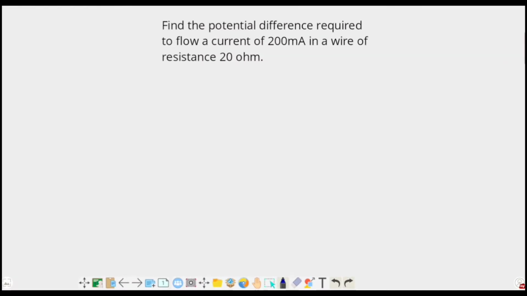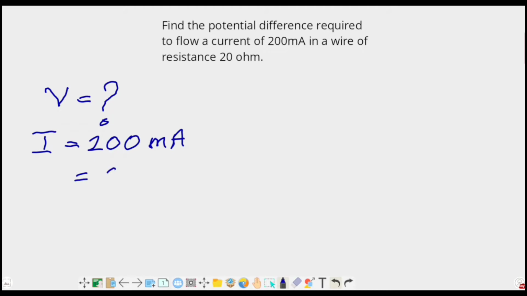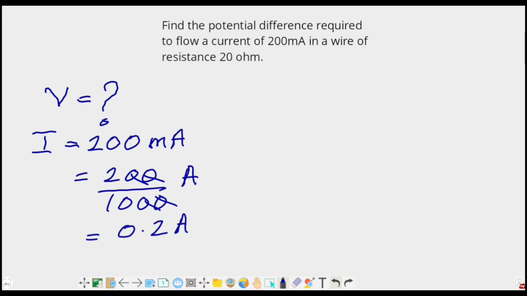Now students, let's solve the sums based on whatever concepts we have done till now. Find the potential difference. Potential difference is indicated by capital V. It is required to flow a current of 200 milliampere. Milliampere is not an SI unit, so first you have to convert it into ampere. When you divide 200 by 1000, it gets converted into ampere. So it will be 0.2 ampere.